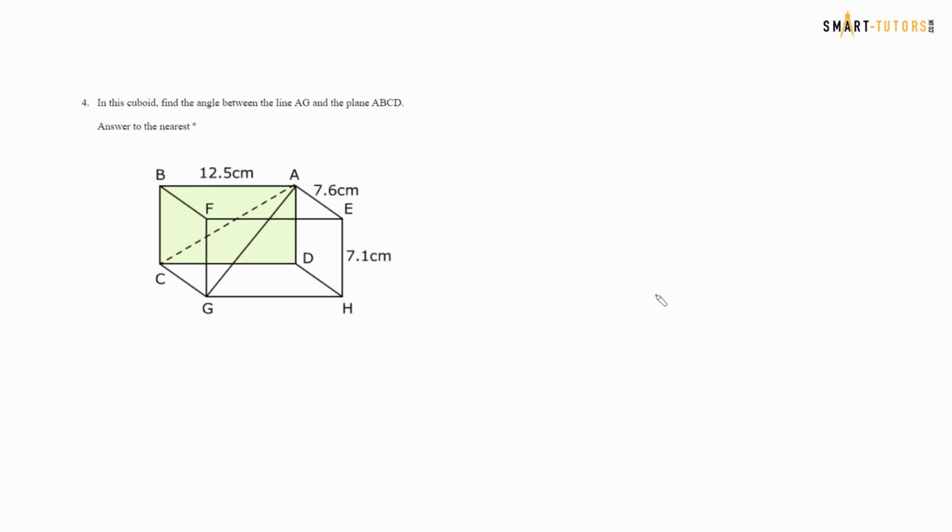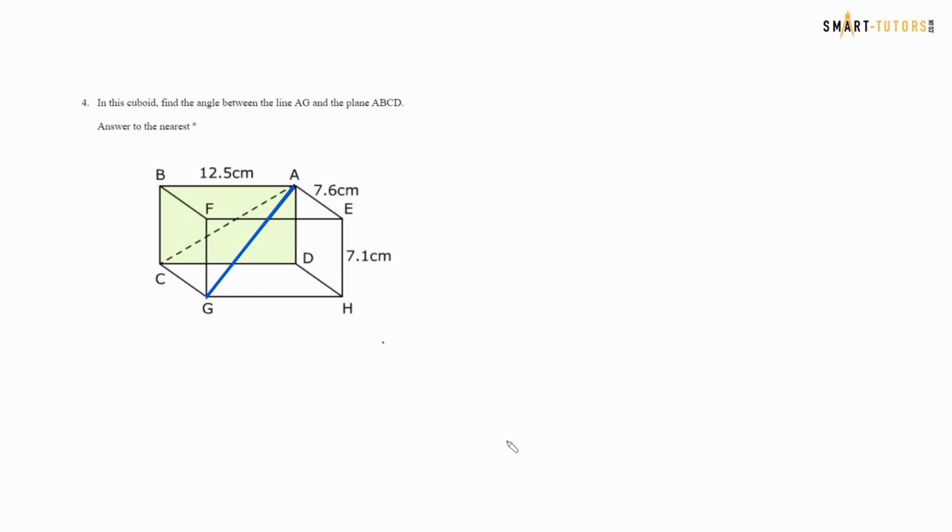Let's move to question number 4. In the cuboid, find the angle between the line AG, so roughly we need to know where AG is. Yes, that is the AG. So let me change the color. So this is the AG, in blue color. Let me darken the line. So this is the AG and the plane ABCD. ABCD is where? ABCD is the green shaded area.